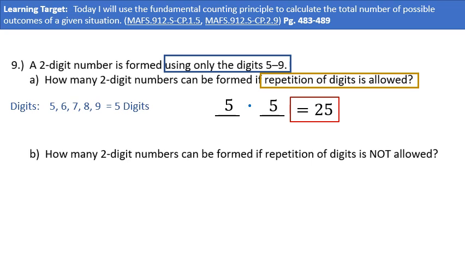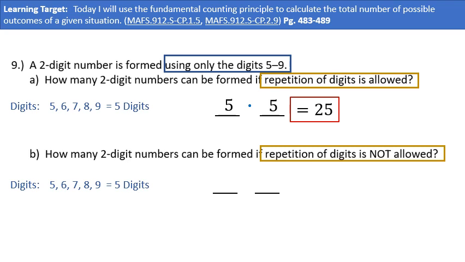They're changing the game. How many different numbers can be formed if repetition of digits is not allowed? We're still having 2 numbers, and still a total of 5 different options to choose from, the numbers 5 through 9. When I select that first number, it's still 5 possible digits. But now they're telling me that repetition is not allowed. I'm not allowed to repeat numbers, which means the number I chose first, I cannot choose again.